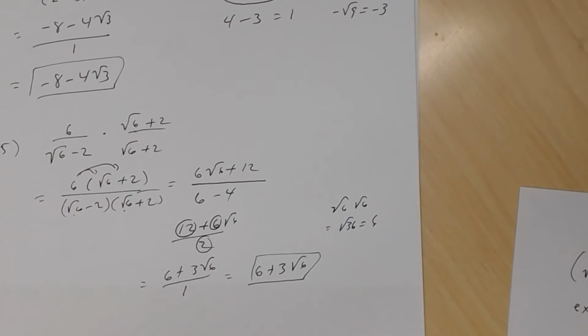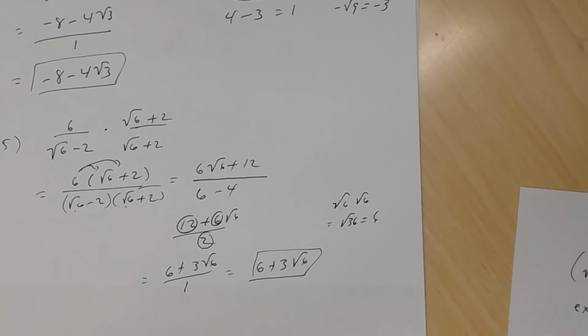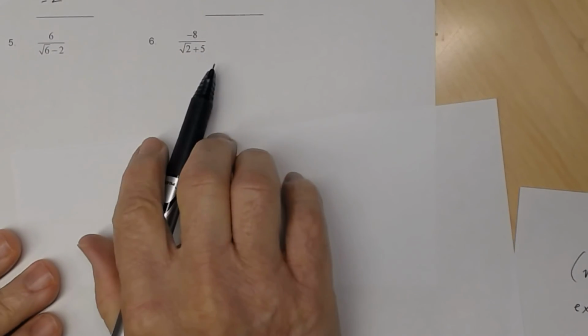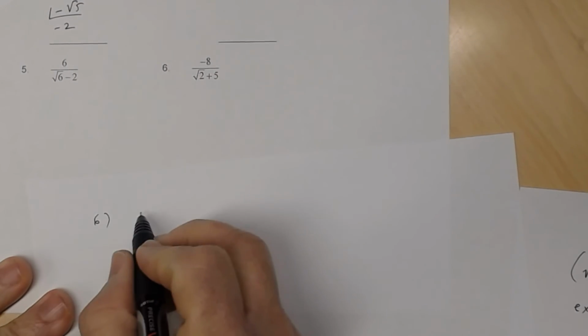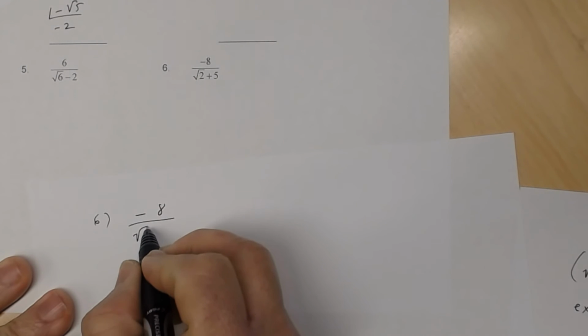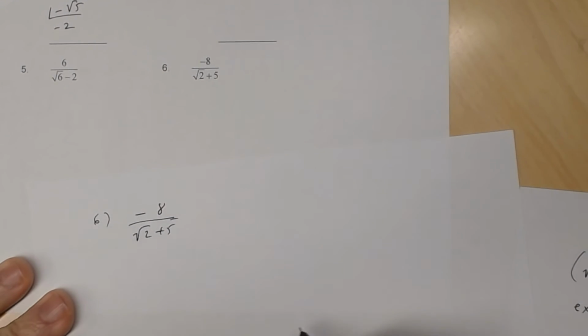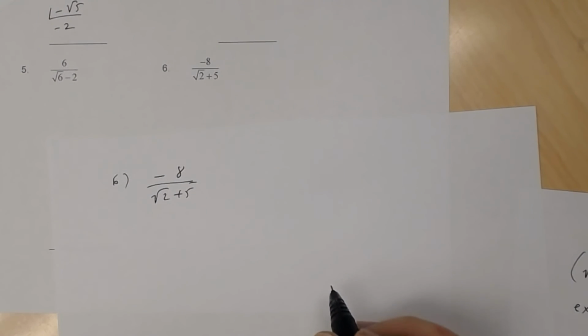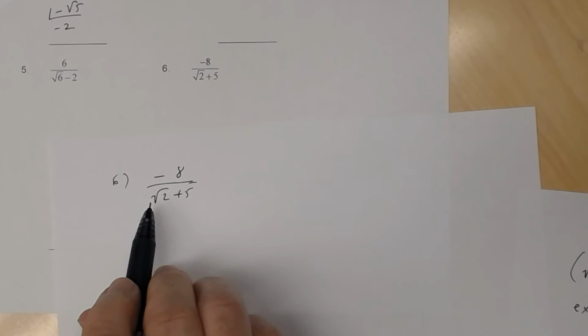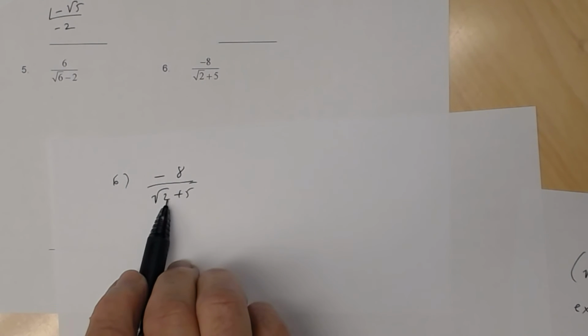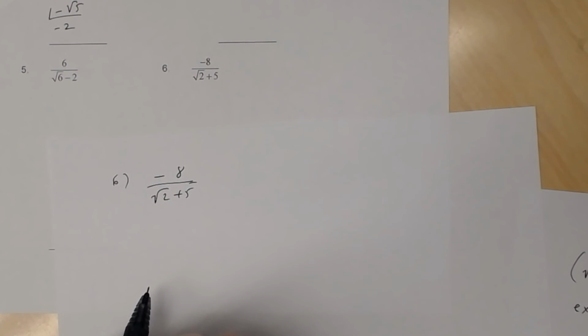And then finally, number 6. So number 6, you have negative 8 divided by square root of 2 plus 5. Negative 8 divided by square root of 2 plus 5. So notice that you have 2 terms here, so you got to use the conjugate. To make this a rational number, you use a conjugate.